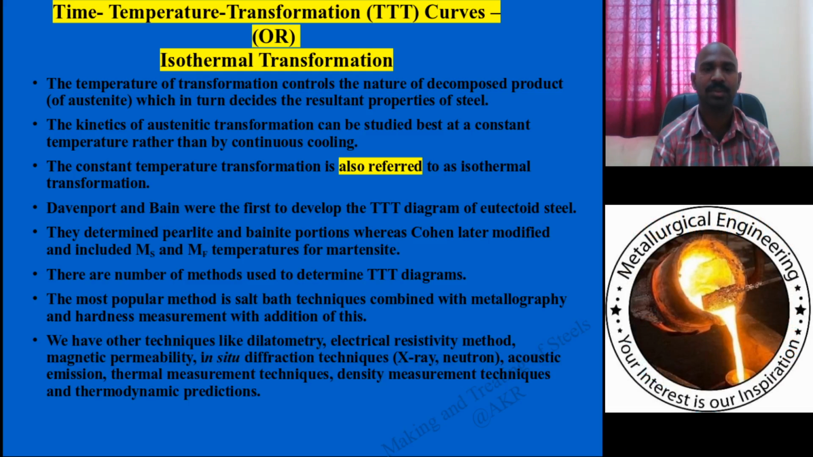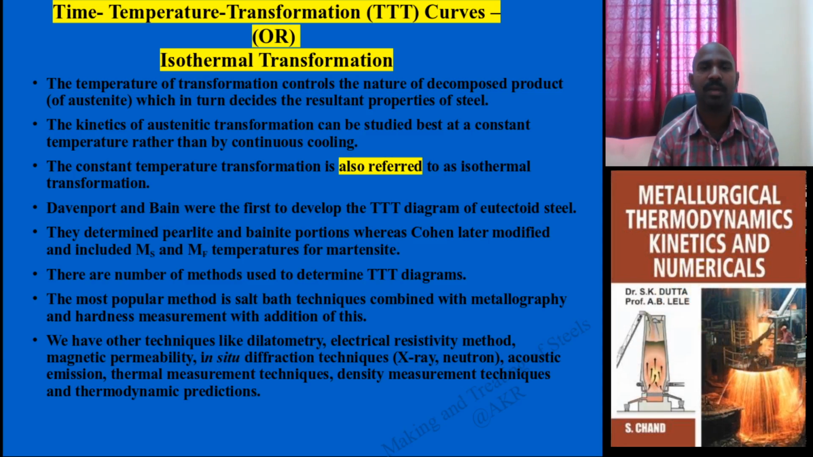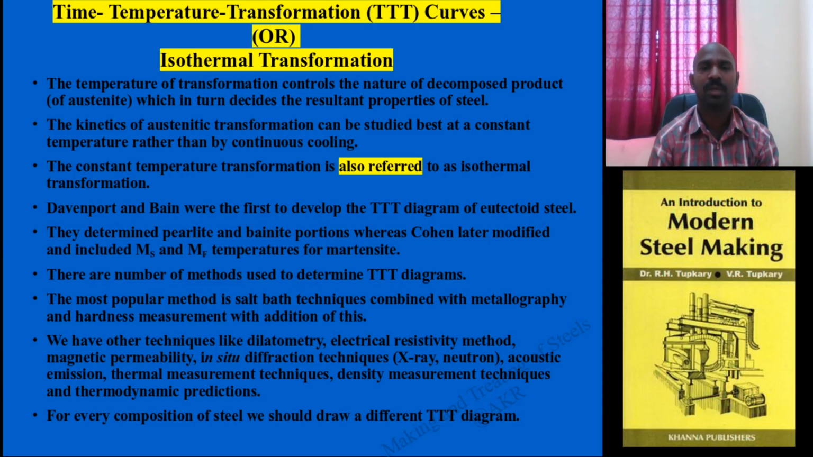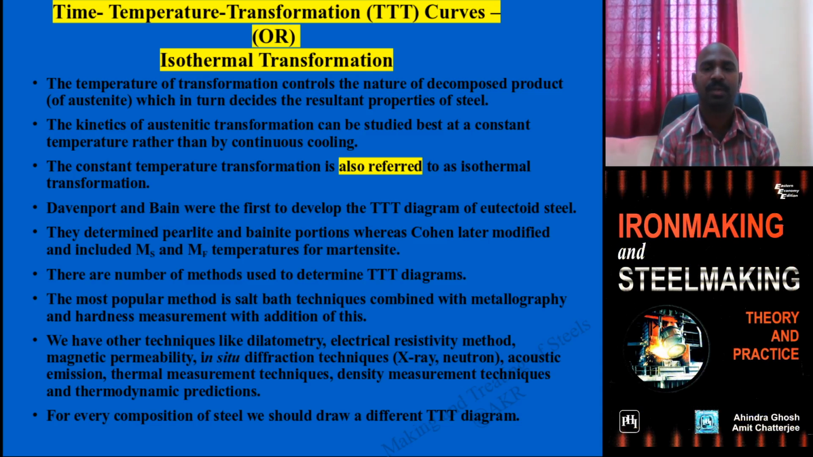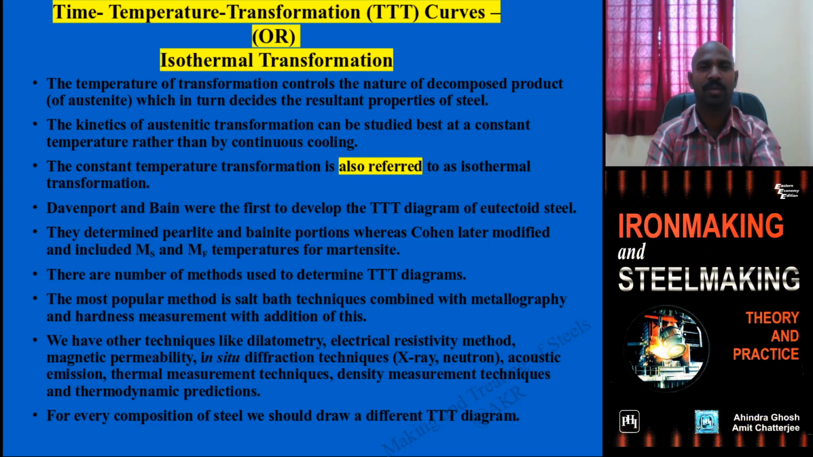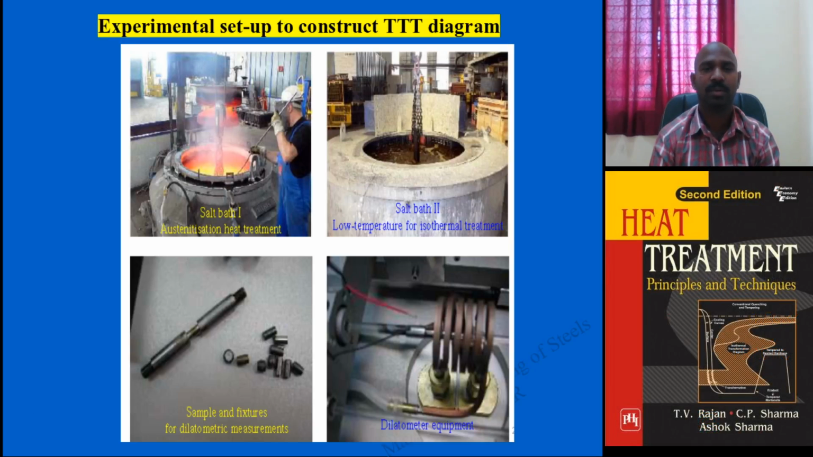There are many other techniques, such as dilatometry, XRD, thermal measurement techniques, density measurement, and thermodynamic predictions. These things are good for knowledge's sake. But it is very important that at every composition, not only for the eutectoid steel, the diagram needs to be developed for different compositions across the entire iron-iron carbide diagram. It has demand, so there are many studies going on at present.